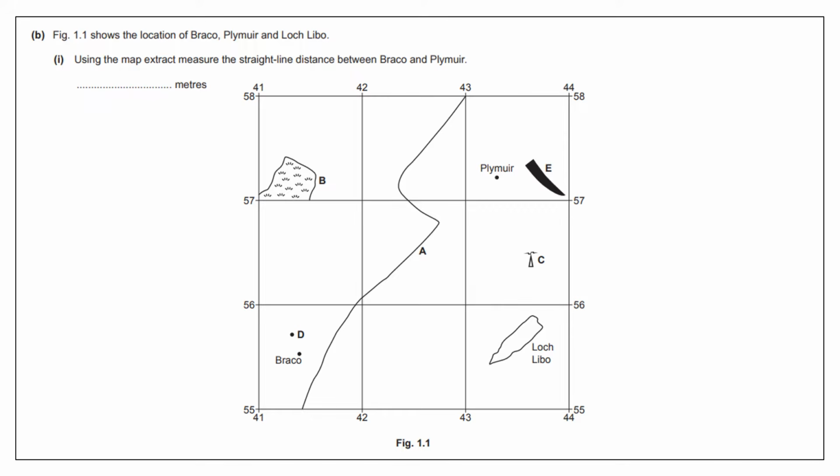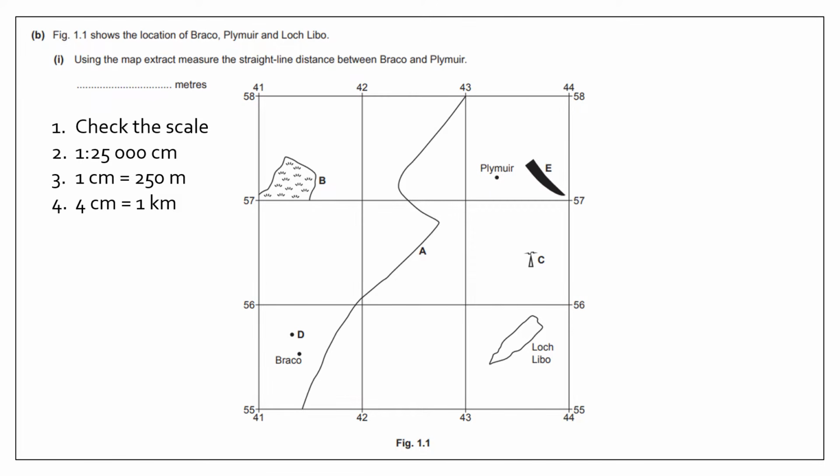Okay, so for this question, we need to measure the straight line distance between these 2 points. Now, just to recap, like I said, the scale on the map extract is exactly the same as the scale within the exam. So 1 centimetre is 250 metres in real life. So after we check the scale, 1 to 25,000 centimetres, which means 1 centimetre is 250 metres in real life, or 4 centimetres equals 1 kilometre.